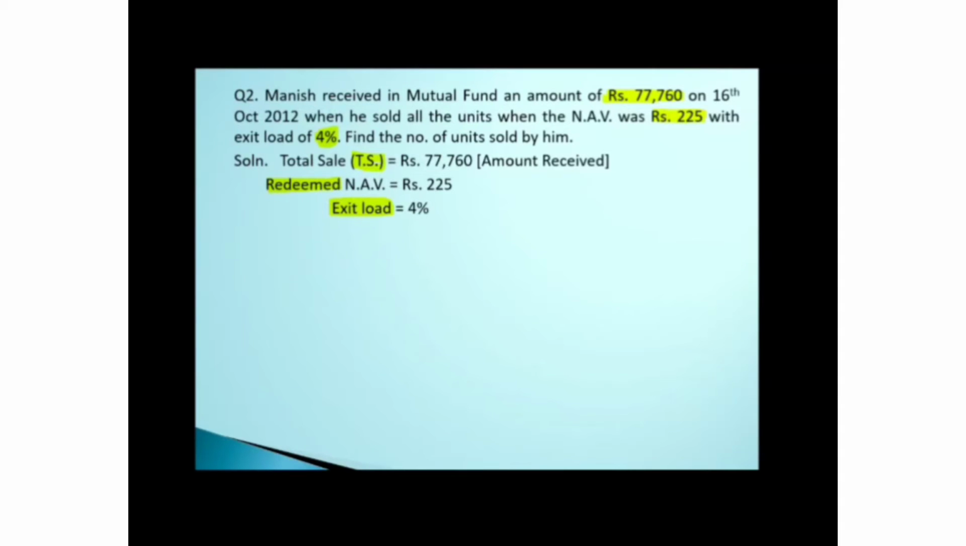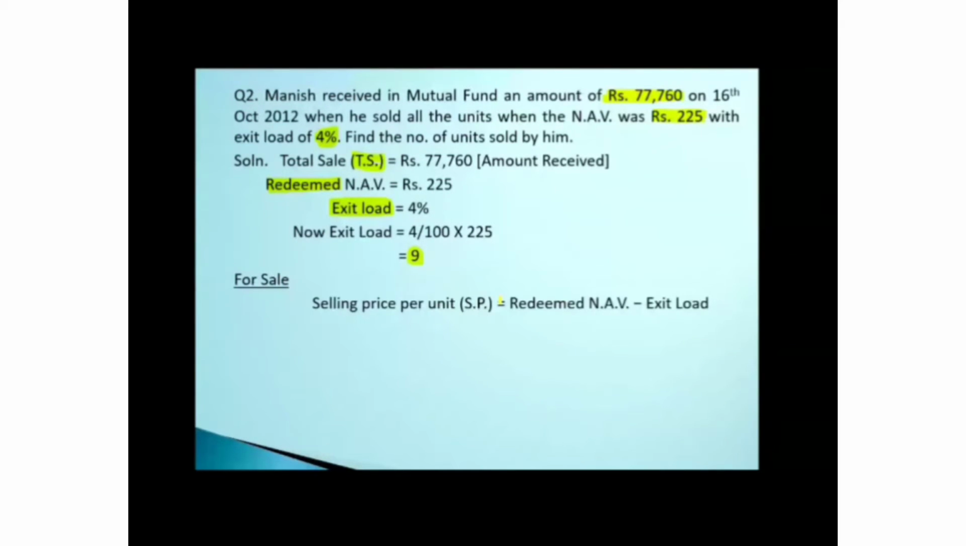So some of you have come with the answer. It is going to be 4 upon 100 multiplied by 225. Alright. That is coming over here to be rupees 9. This is your exit load, 9 rupees. Then we will do the calculation for our sale component. Just put down the subtitle as sale, and in that the first component that we're going to calculate will be your SP, which is known as selling price per unit. Utilize this particular formula to get the answer for your SP.